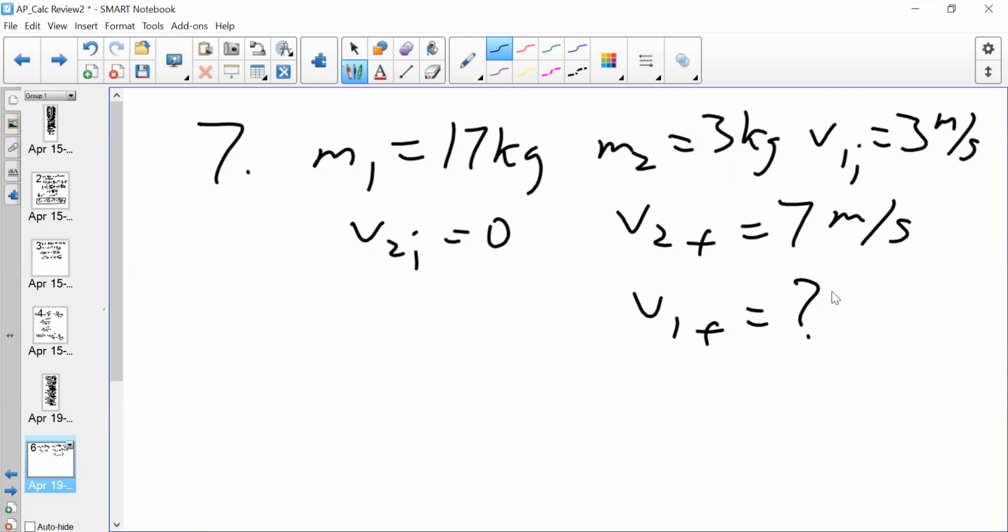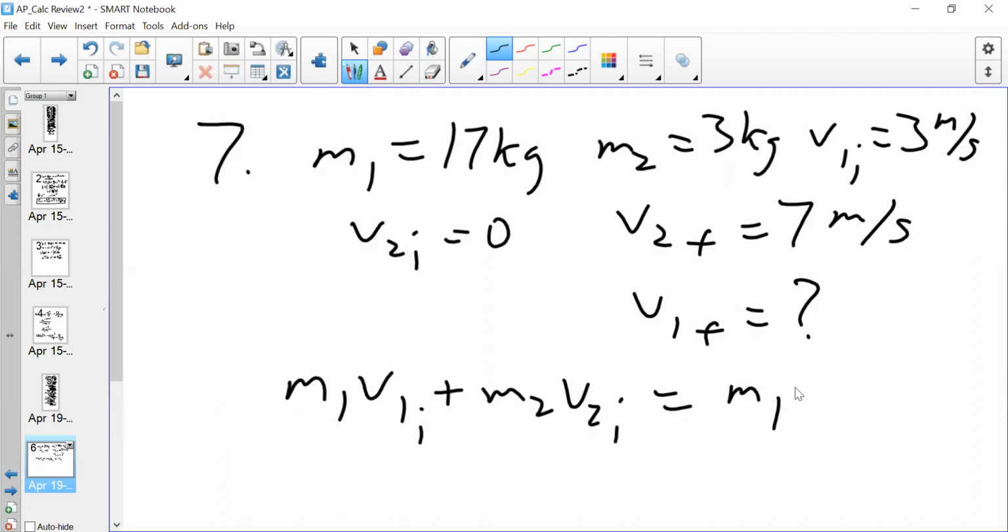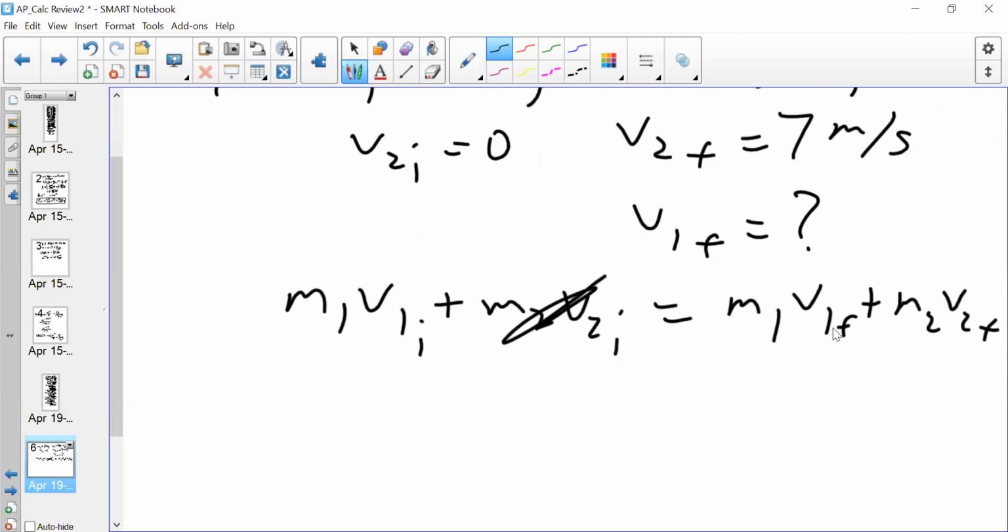So we can use conservation of momentum: M1 V1 initial, equals M1 V1 final, and this guy was at rest, so he goes away. I want to find the velocity of this guy last, because I want to figure out what the velocity of the center of mass is before and after.